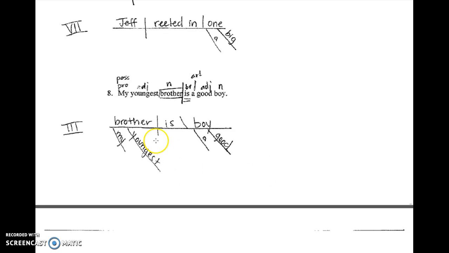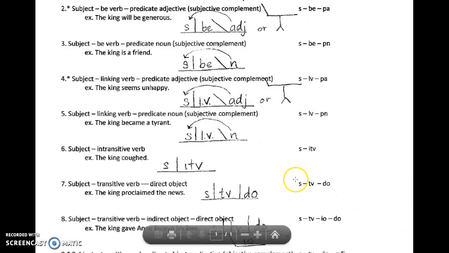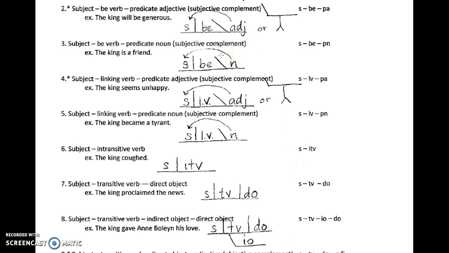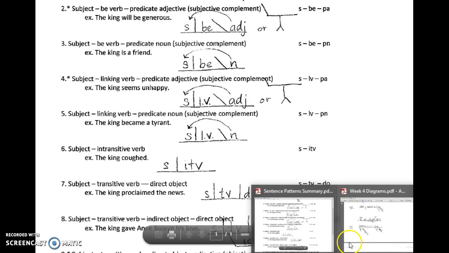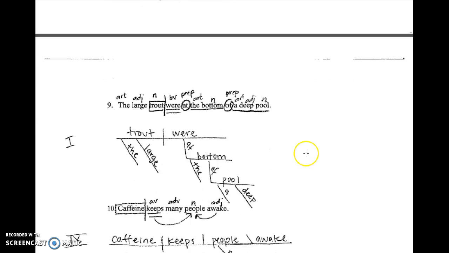Number 8 is fairly straightforward. We have brother as a subject with the 2 modifiers there. We have a be verb with a noun at the end, referring back to my brother is a boy. There's the direct relationship, so that's the subjective complement with the modifiers below. So we have subject, be verb, and a noun at the end, which we can see is sentence pattern 3. Sometimes it helps me to literally draw these arrows out just to see what's being referred to where and what's connecting, and then you're more likely to get things correct.